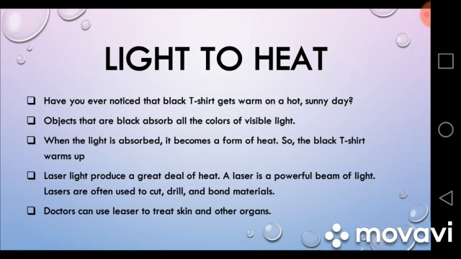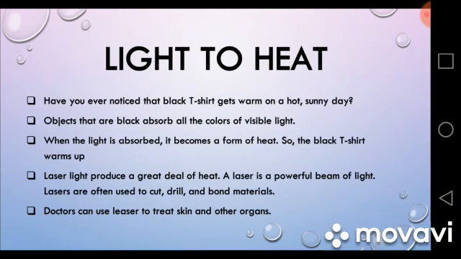Have you ever noticed when you are wearing a black t-shirt on a hot sunny day, it becomes warm? It is because the black color absorbs all the wavelengths of light and it does not transmit any of the colors. Objects that are black absorb all the colors of visible light. When the light is absorbed, it becomes a form of heat, so the black t-shirt warms up.